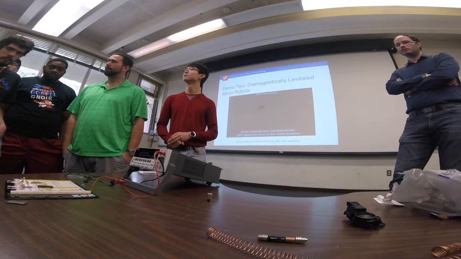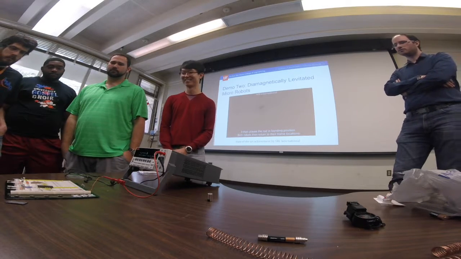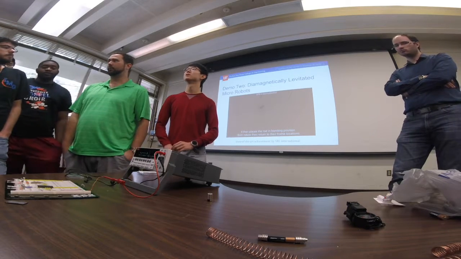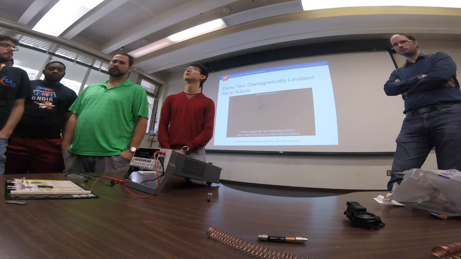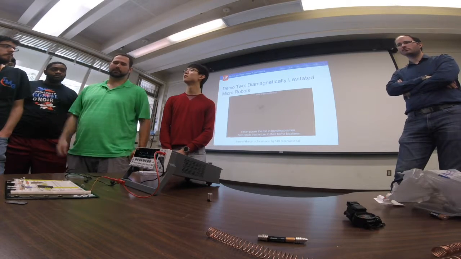Why don't they do that with maglev trains? It's similar, but you can see how small the magnet has to be. So for a maglev train, the weight would really just be too much, but that's why you have to have electromagnetic force that much more in it.